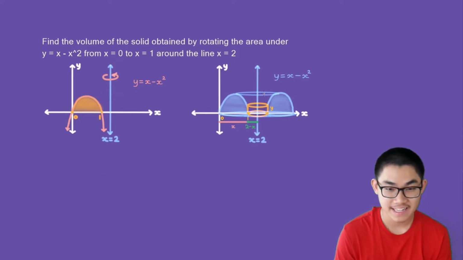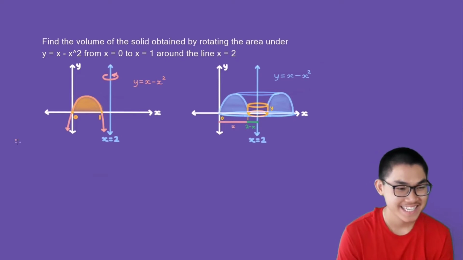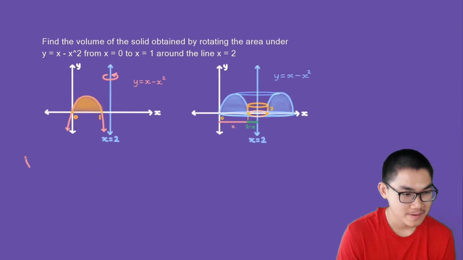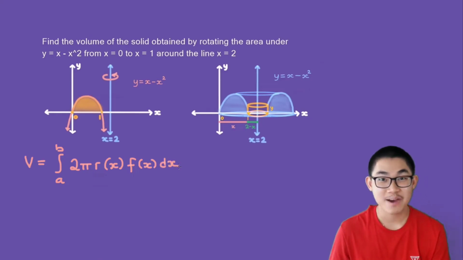If we place the cylinder right here, notice that the base of the cylinder is on the x-axis, so we integrate with respect to x. The formula will be V is equal to the integral from a to b of 2 times pi times the radius times the height dx. Now go ahead and try this problem and find the volume. And I'll show you the answer right now.